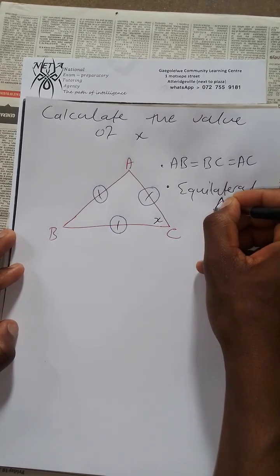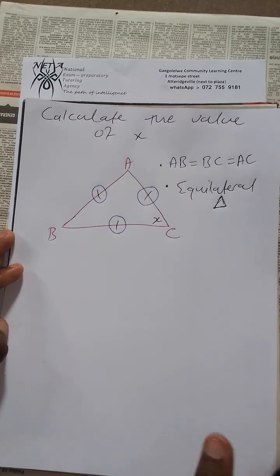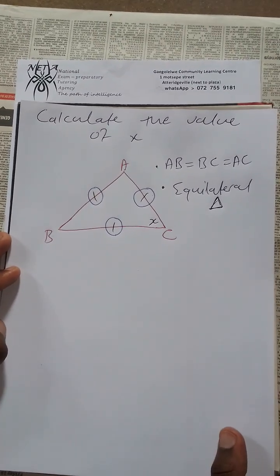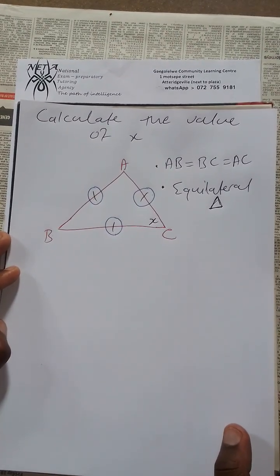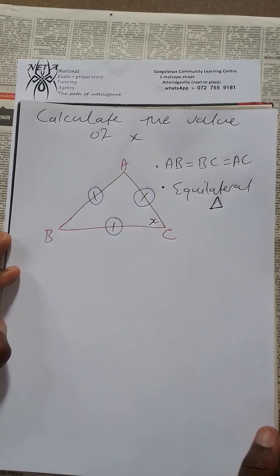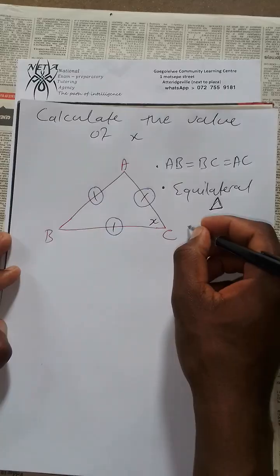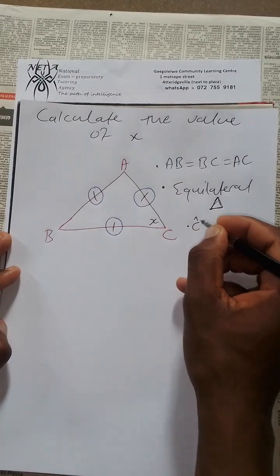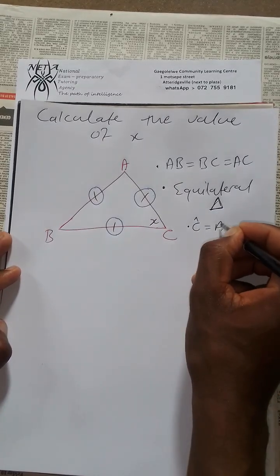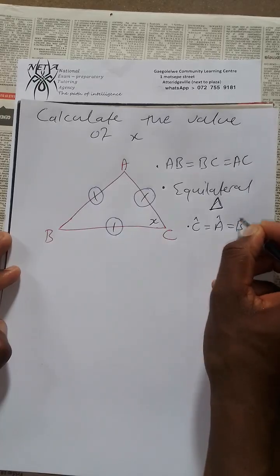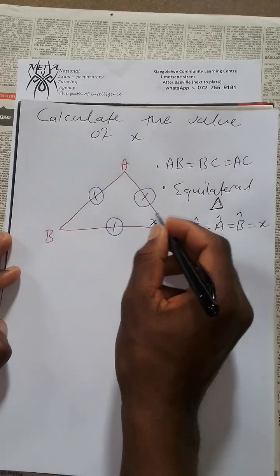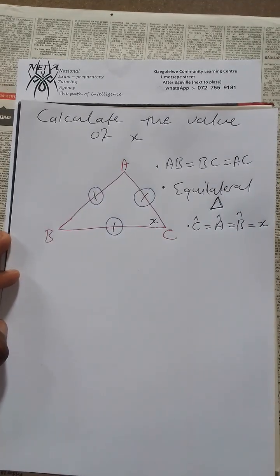If this is an equilateral triangle and all sides are equal, then for the mere fact that all sides are equal, all angles are also equal, which means that angle C equals angle A, which equals angle B, which are all equal to the value of x.